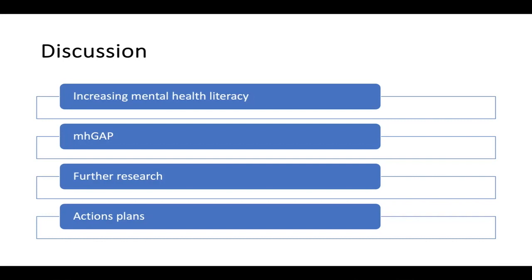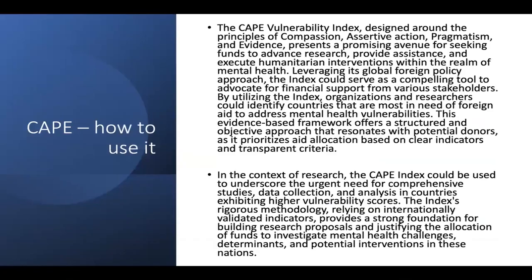The employment of this mhGAP, which aims to train health professionals to provide care in mental health, might improve the level of detection and treatment. Further research is needed in this field, as well as action plans should be promoted in the interest of vulnerable communities. And how can the CAPE Index be used?